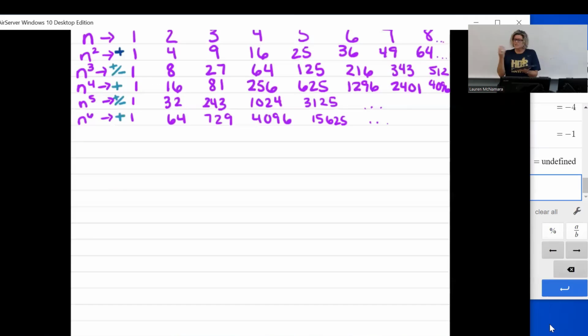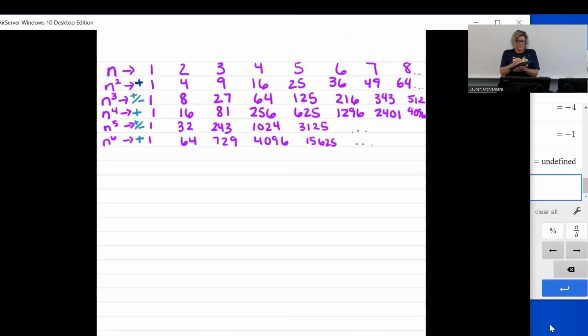So I'm going to go back to this little table that I did, and now I'm going to do my variable. So I'm going to start off with just my variable of just x. So I have x to the second, x to the third, x to the fourth, x to the fifth, x to the sixth, x to the seventh, and so on. You know that they keep on going, just kind of like our numbers keep on going.